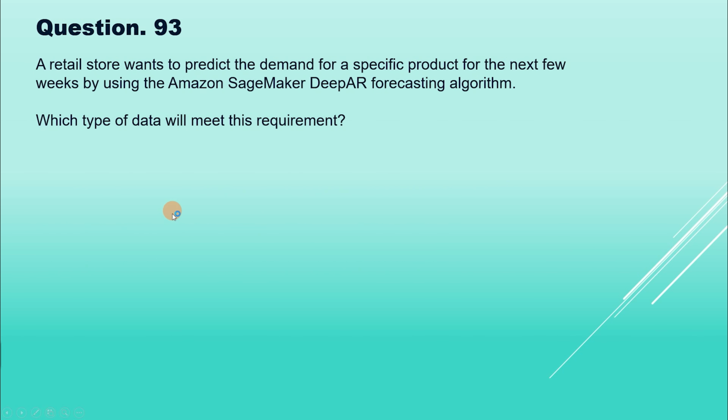And now question number 93. A retail store wants to predict the demand for a specific product for the next few weeks by using Amazon SageMaker DeepAR forecasting algorithm. Which type of data will meet these requirements? Here are the options. Option A, text data. Option B, image data. Option C, time series data. Option D, binary data.